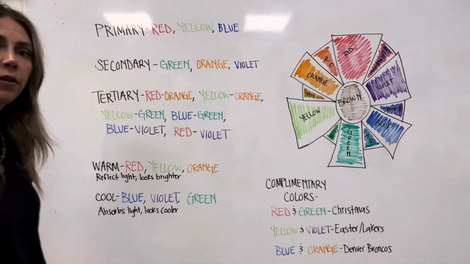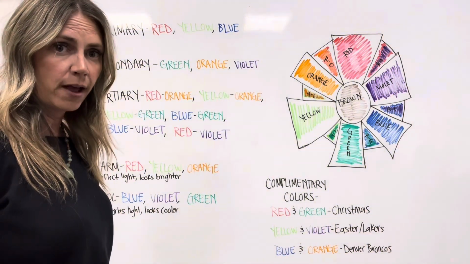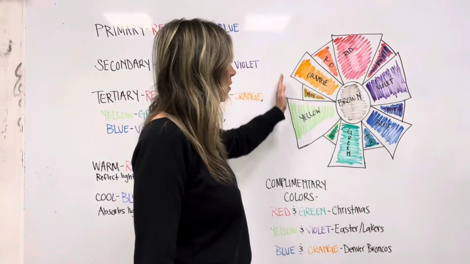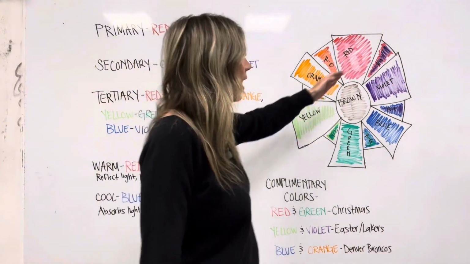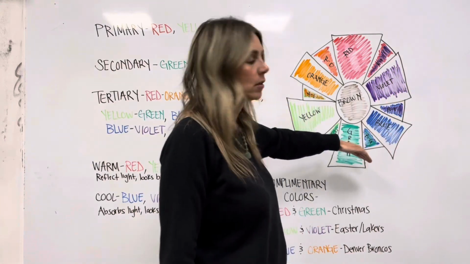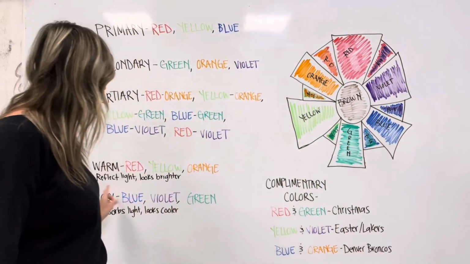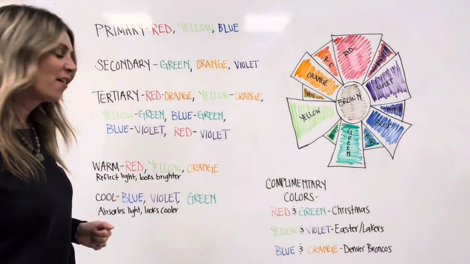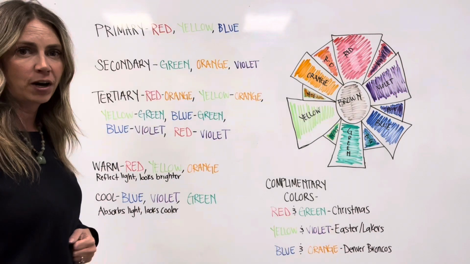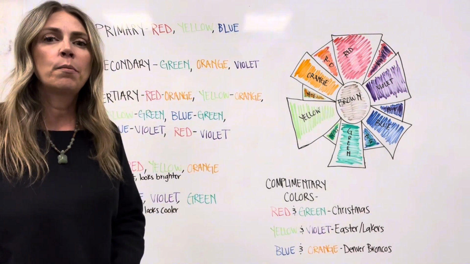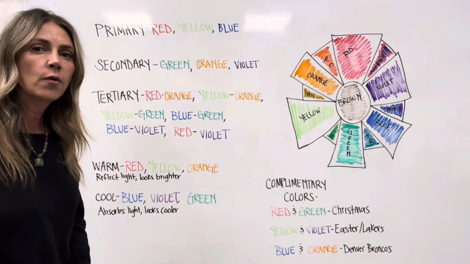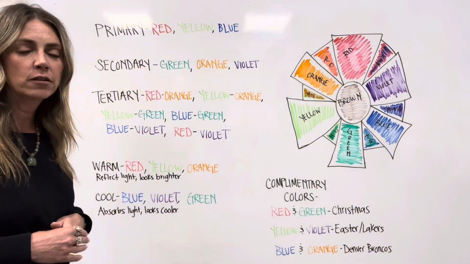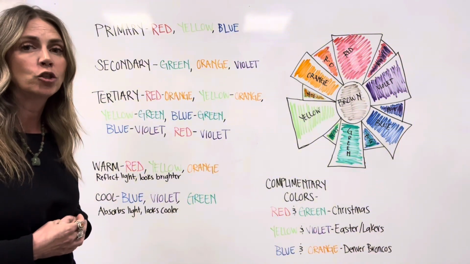We also have warm and cool colors as well. So essentially, this half of our color wheel is warm colors, and this half of our color wheel is cool colors. And I've written them out here. So our warm colors are red, yellow, and orange. And our cool colors are blue, violet, and green. The thing to know about warm and cool colors is that warm colors are going to reflect the light and make things look lighter and brighter. And cool colors are going to absorb the light and make things look darker.